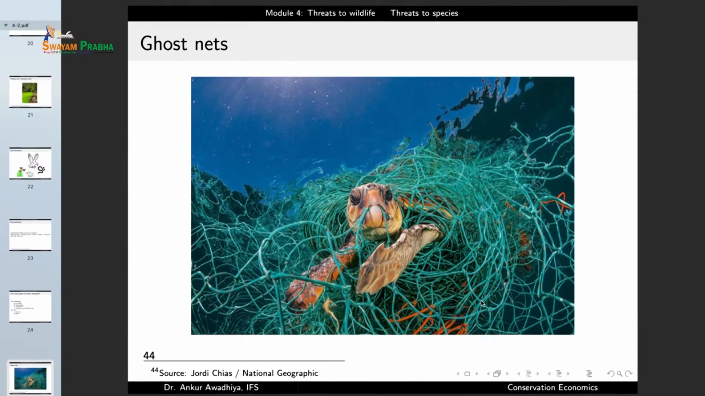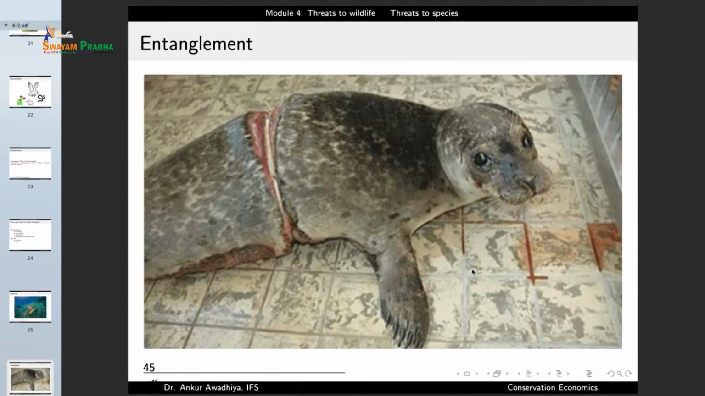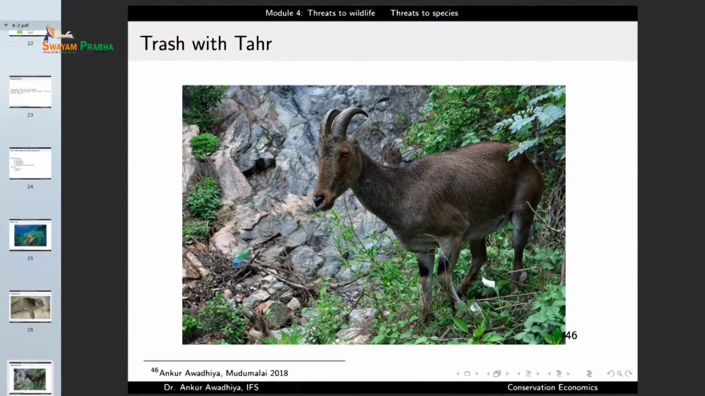Now, a ghost net is a net that was earlier used for fishing, but then probably because of a storm, it just drifted out into the sea, or probably it had completed its utility and so it was dumped into the sea. And you have a number of animals that get trapped in these nets. So these ghost nets keep on reducing animal numbers by trapping and killing these animals. Or we have things like entanglement. So here you have a seal, and this seal is surrounded by this piece of plastic, and this plastic is cutting into its body.